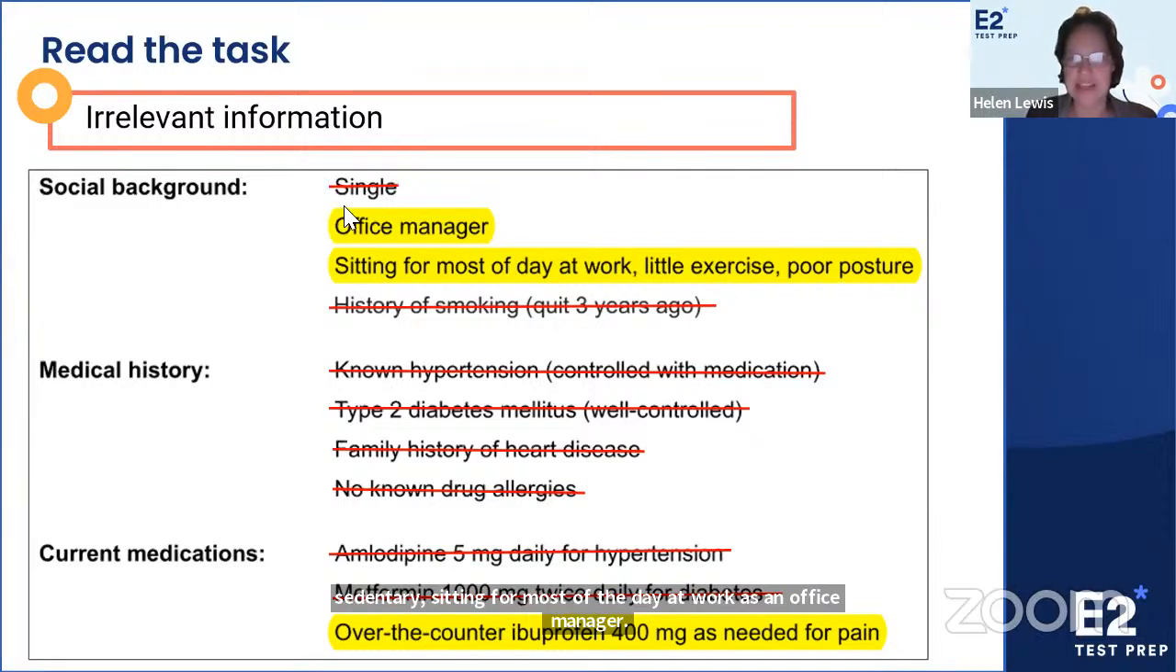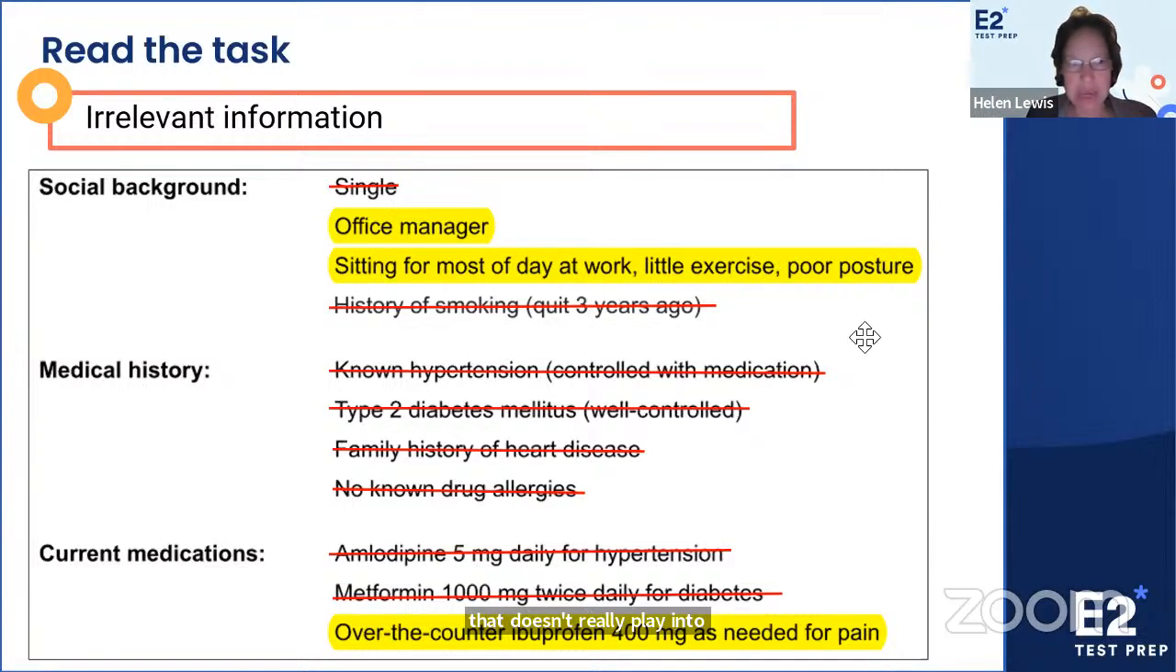Now, the fact that they're single and they quit smoking 3 years ago, that doesn't really play into their problems with their back pain. Okay, the issues about the medical history are not really relevant for the back pain and the physiotherapist, and neither are the medications for those conditions either.